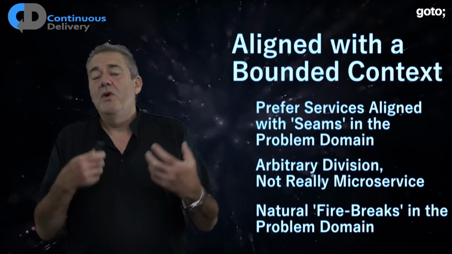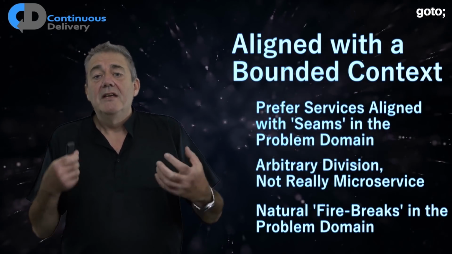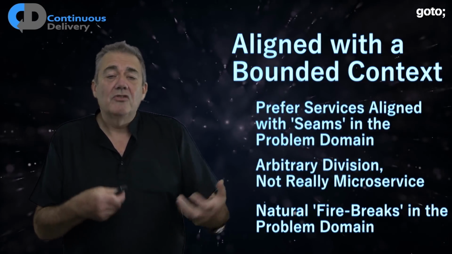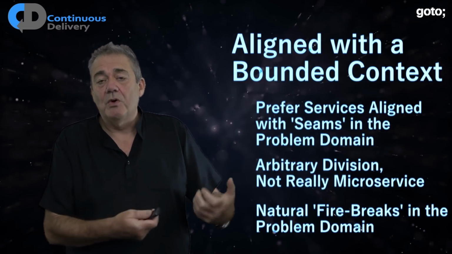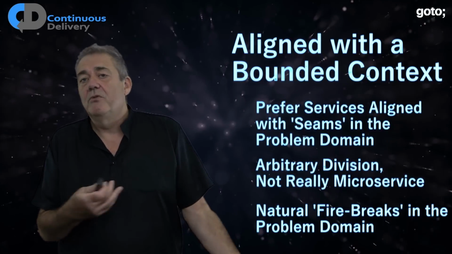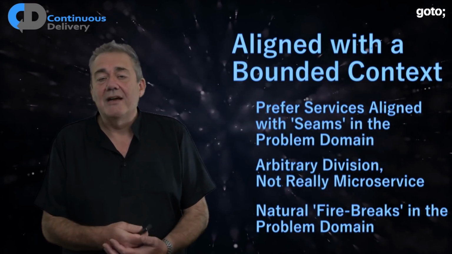If we align our software with those fire breaks, then our system is going to naturally be less coupled because the problem domain is less coupled at those points. And so it means that we can write cleaner interfaces to our services and have less chatty interactions between them.